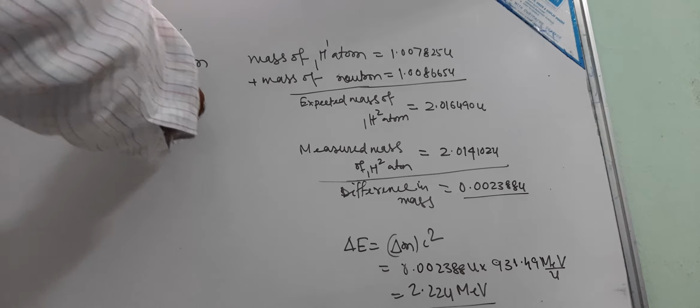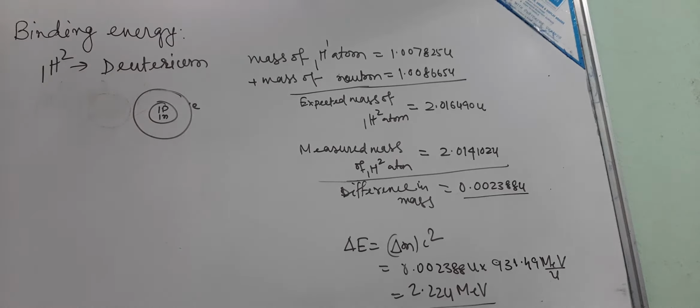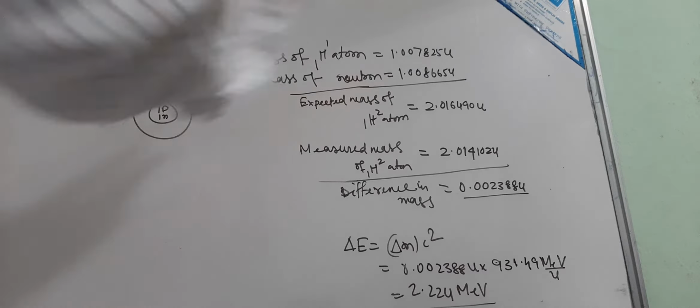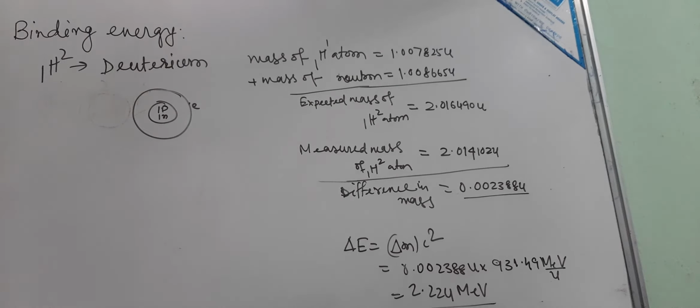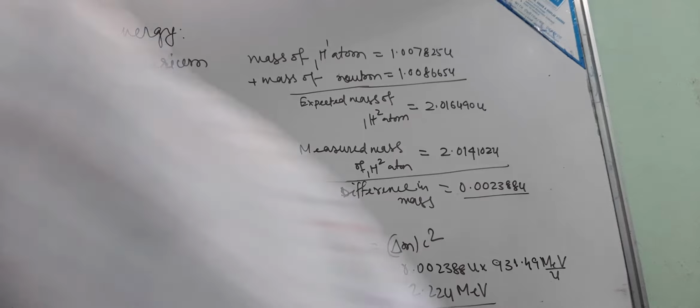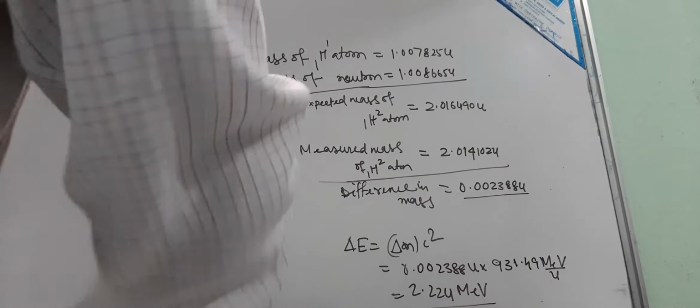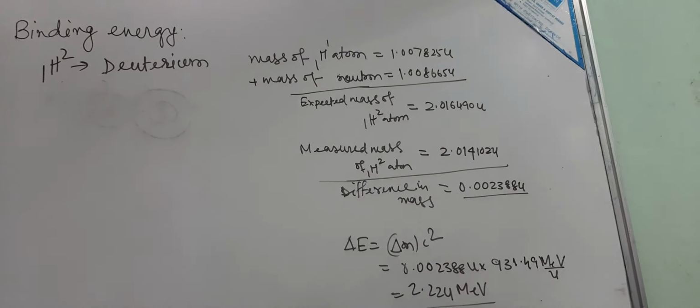So what it says is, in order to keep this one proton and one neutron inside the nucleus, how much energy is needed, and in order to break this one proton and one neutron and remove them from the nucleus, how much energy is needed, that is known as the binding energy. So let us calculate the binding energy in case of the deuterium atom.